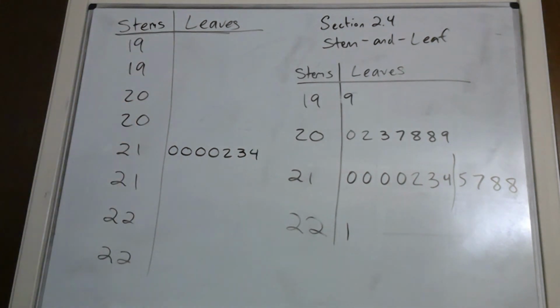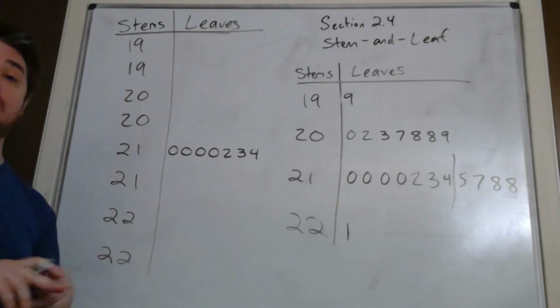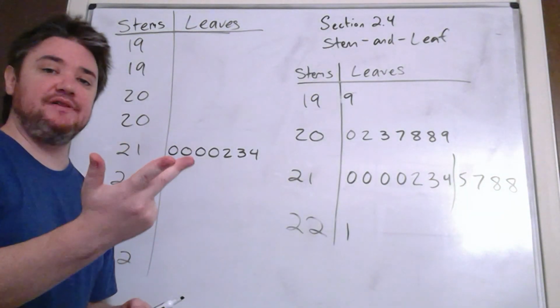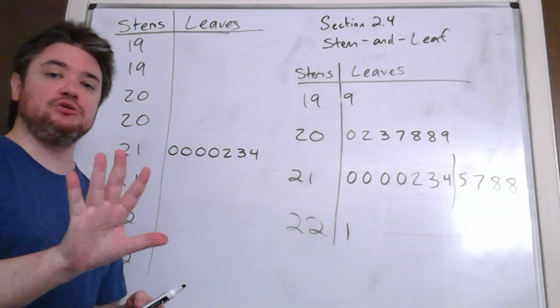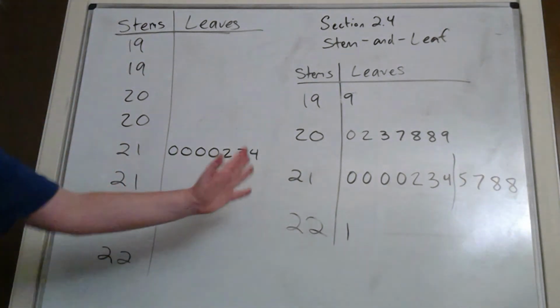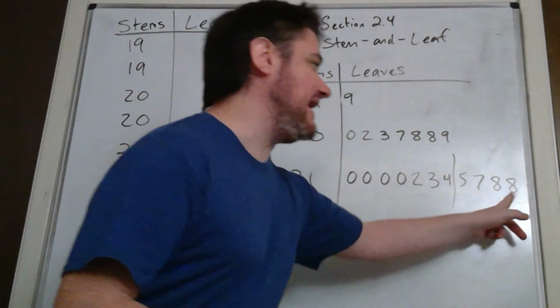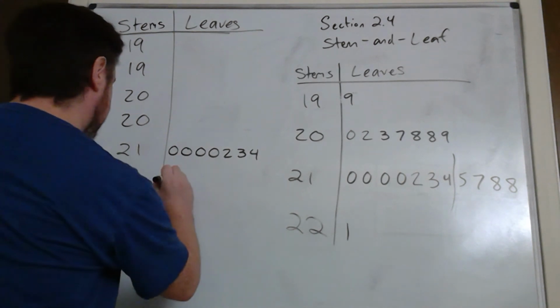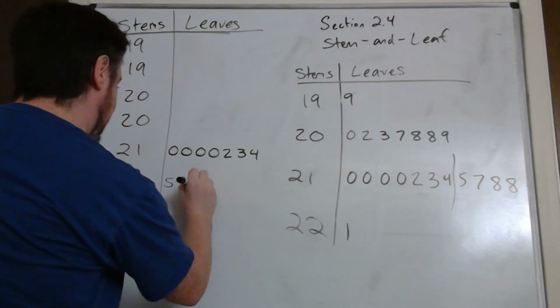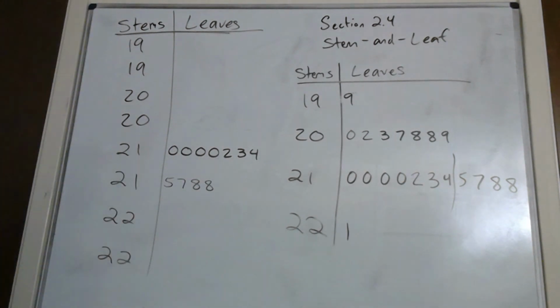Okay, there we go. And now what I'm going to do in this one is list the leaves that are 5, 6, 7, 8, or 9. Right? So same amount of potential digits that go in there. And that's important. 5, 7, 8, 8 is what I have. So I will list those 5, 7, 8, 8. And there we go. Okay?